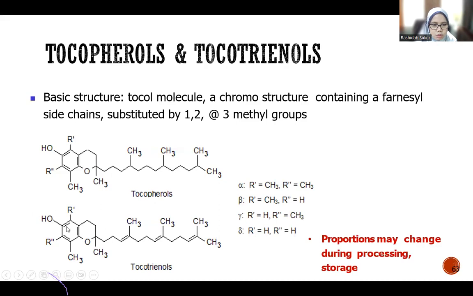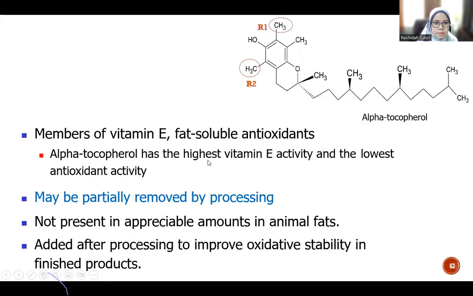Same goes for this one. You just look at these R groups. The guide is here, then you can see the names alpha, beta, gamma, and also delta. This is the same as before. Members of vitamin E. These are fat soluble antioxidants. We use these a lot in food, food ingredients, as an antioxidant, and added after processing to improve oxidative stability in the finished product.